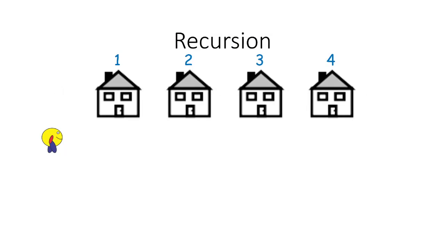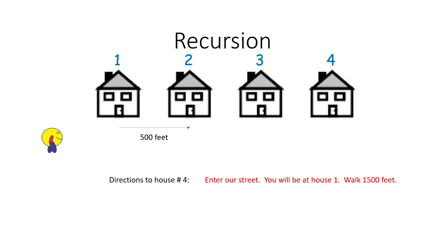The first example is we have a little character man. Now, we've used this character before in some of the previous videos, and we have 4 houses on a block. And what we want to do is have 500 feet between each house, and we need directions to house number 4. So what would be your directions if this man would ask you, how do I get to house number 4? Well, the simplest directions would be, come onto our block, you'll be at house number 1, that's the very first house, walk 1,500 feet, and now you're at house number 4.